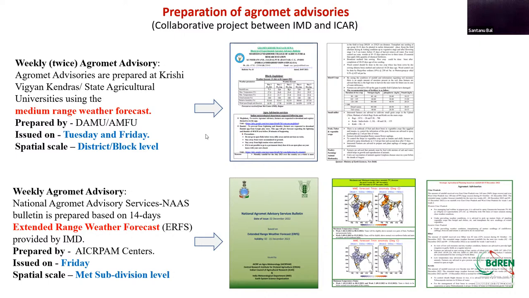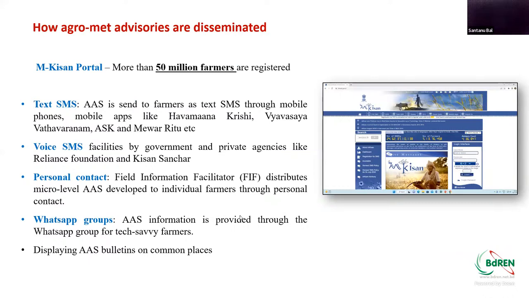And in India, if you look at the number of beneficiaries of these agromet advisories, at present more than 6 crore farmers or 60 million farmers are directly or indirectly getting benefited. And one portal is the AIM Kisan portal, where more than 50 million farmers or 5 crore farmers are registered. And this twice a week advisory, based on the medium range weather forecast, is being pushed to all these farmers.